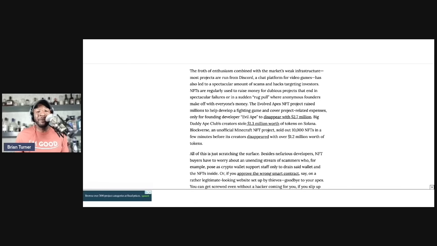Big Daddy Ape Club's creator stole $1.3 million worth of tokens on Solana. Blockverse, an unofficial Minecraft NFT project, sold out 10,000 NFTs in a few minutes before its creator disappeared with over $1.2 million worth of tokens.